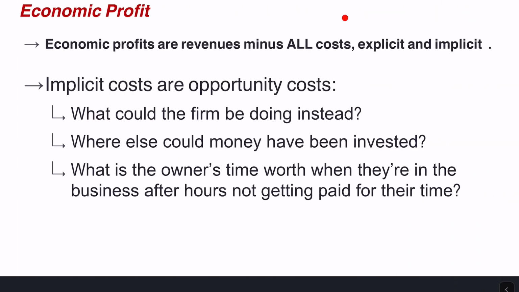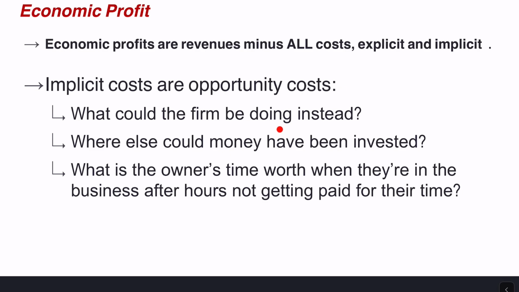Now, economic profit goes a little bit further. Economic profits are revenues minus all costs, both explicit and implicit. So everything we subtracted off of our revenues before, for wages, chicken tender costs, all that stuff, that's still coming off in our calculation of economic profits, but we're also going to take off something additional. These are implicit costs. Implicit costs, you should think about these as opportunity costs.